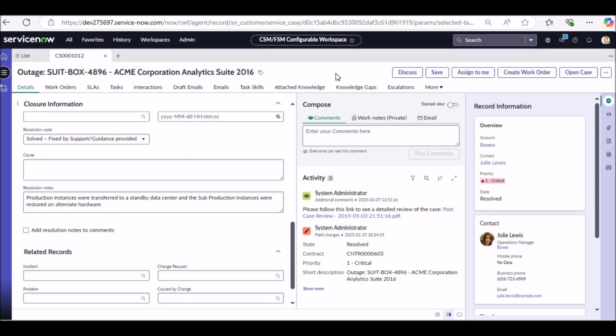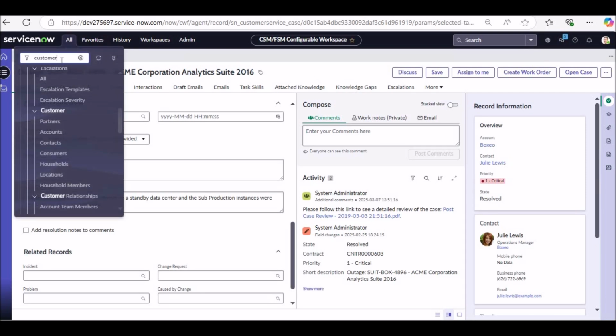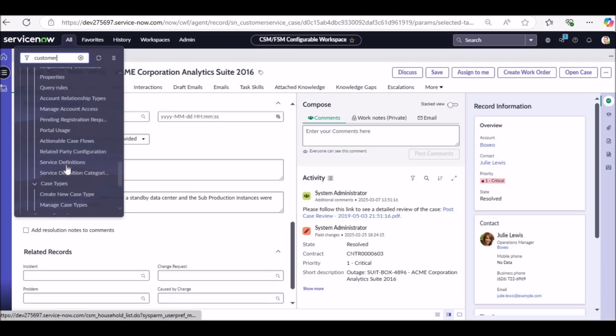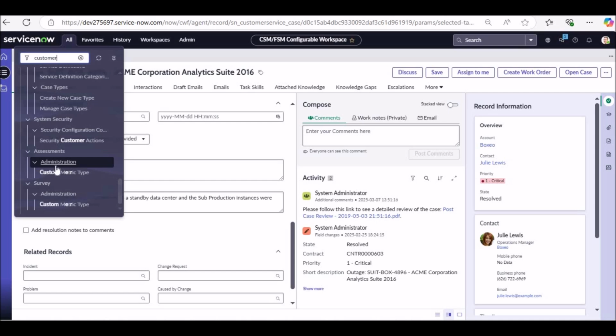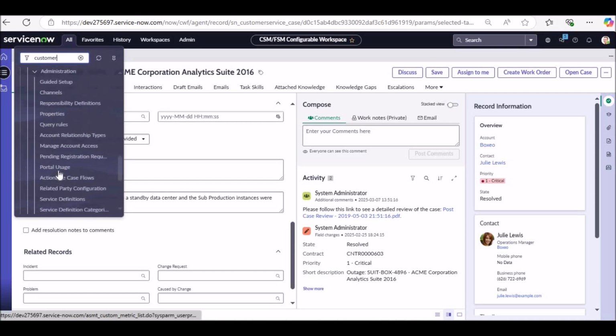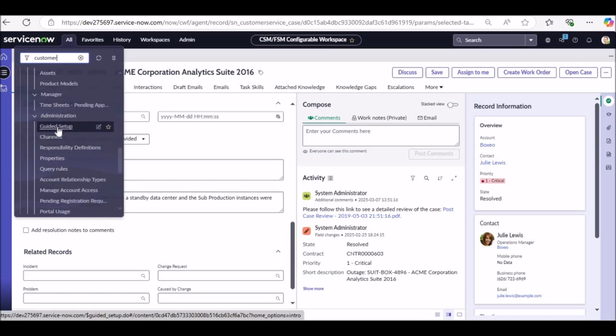That's all for today. In the next session, we will mostly go through the guided setup, and we'll see how we can set up the ServiceNow CSM module. So here we have the guided setup and we will go through this. Thank you.